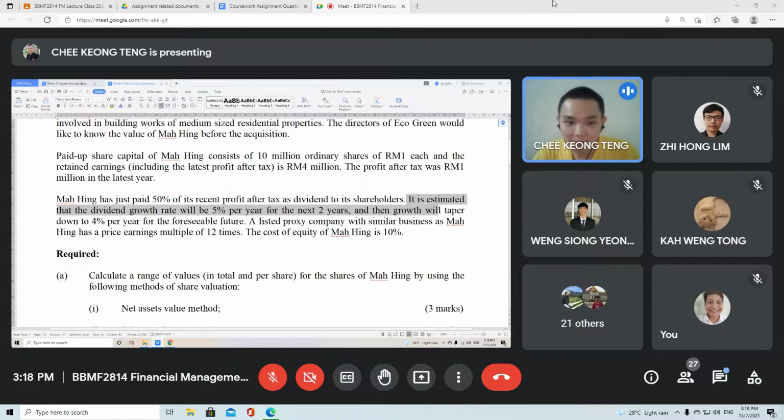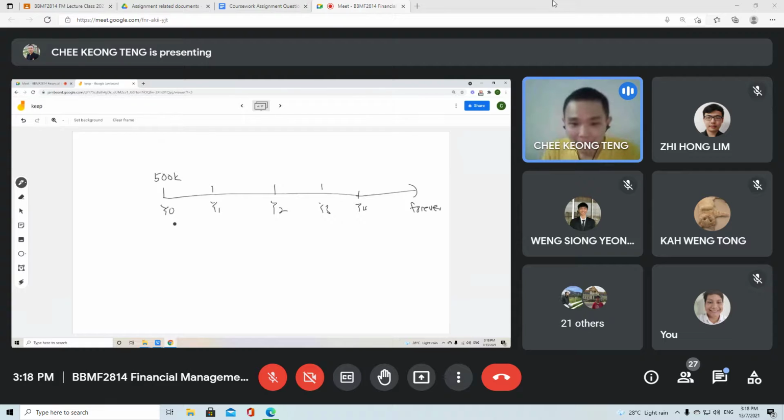And it is estimated that the dividend growth rate will be 5% per year for the next 2 years only. Then the growth will taper down to 4% for the foreseeable future. When I say foreseeable future, it means that in the future also 4% until forever. Which means, come back to here. Basically, I'm telling you, first 2 years, growth is 5% per annum. After year 2, until forever, is 4% per annum. So far, so good?